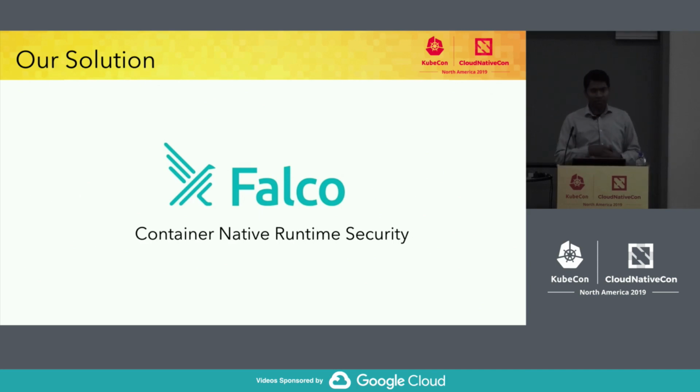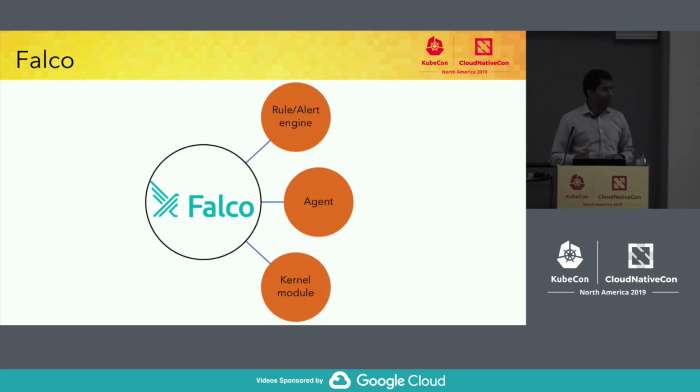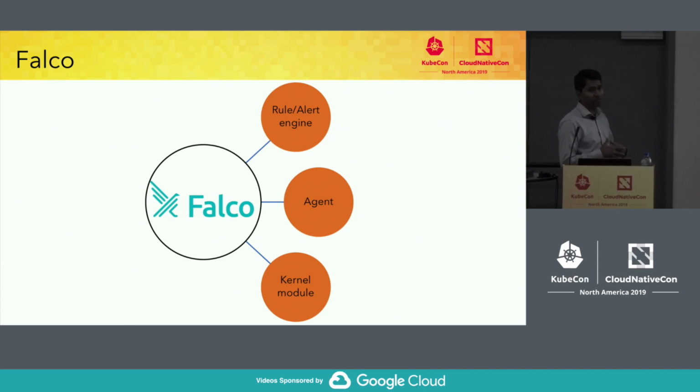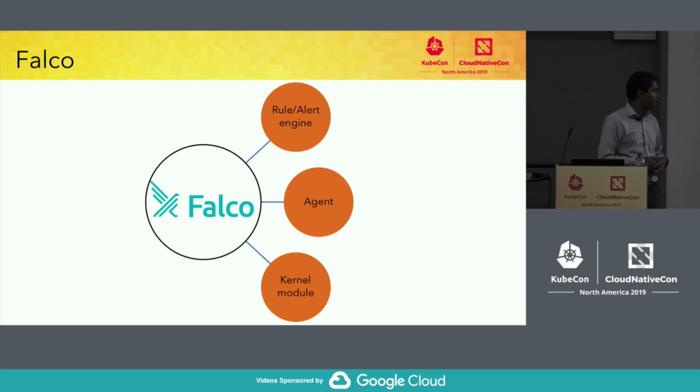Falco, as Kris mentioned, is a container native runtime security tool. It is designed for containers, and it can provide all those things that we needed. Without going into much detail, based on what Kris mentioned, Falco has three main components, right? A rule and alerting engine that can tell you if something wrong is happening with your platform. Then an agent that receives the system calls and creates metadata related to containers or events, giving you a very clear picture of what is happening. And the kernel module or eBPF filter-based interception method that can actually capture those system calls.